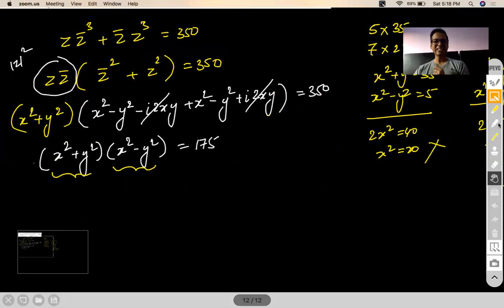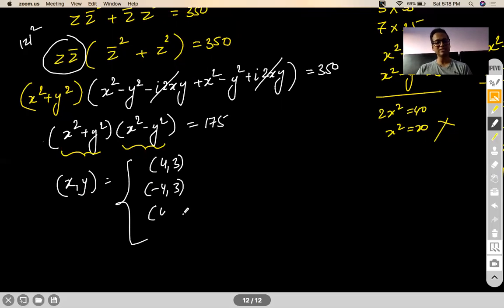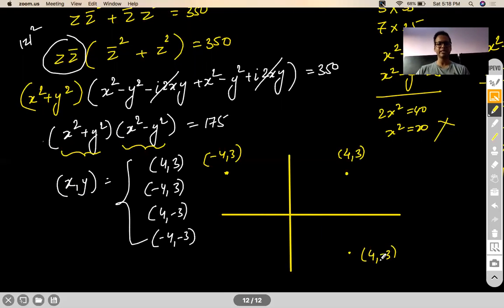Okay. So basically I get 4 answers from here. Your x comma y combination could be the following. It could be 4, 3. It could be minus 4, 3. It could be 4, minus 3. It could be minus 4, minus 3. Now the question setter is saying that if you make an Argand diagram out of these 4 points, so 4 comma 3 will be here, minus 4 comma 3 will be here, 4 comma minus 3 will be here, and minus 4 minus 3 will be here. So if I connect it by a rectangle, let me do that.